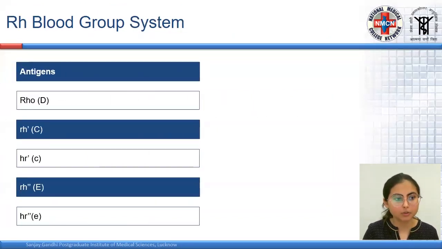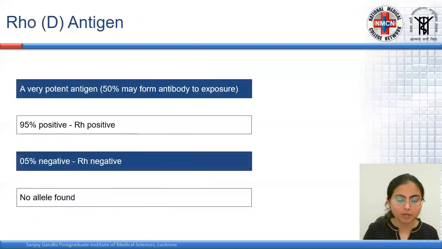Now we come to the RH blood group system. There are 5 main antigens in the RH blood group system. The main antigen that we test routinely is the D antigen. The other antigens of the RH blood group system are capital C, small c, capital E, and small e. The RH blood group system is a very important blood group system because 95% of people are RH positive while 5% are RH negative in India. Exposure of RH positive blood in an RH negative individual will frequently lead to antibody formation.